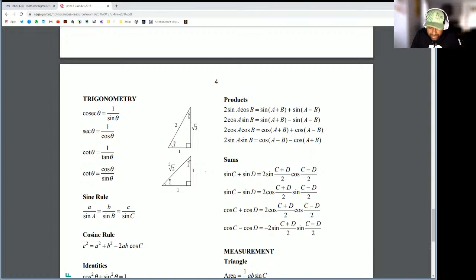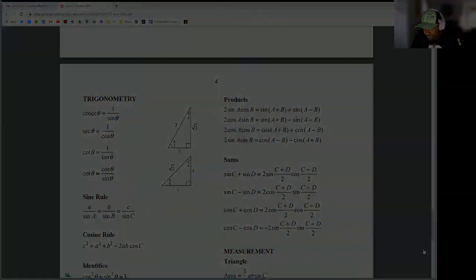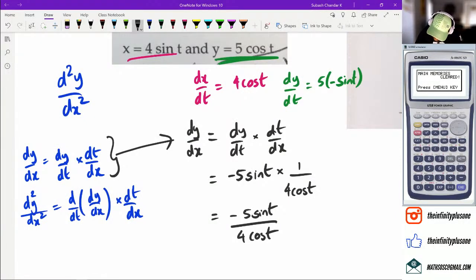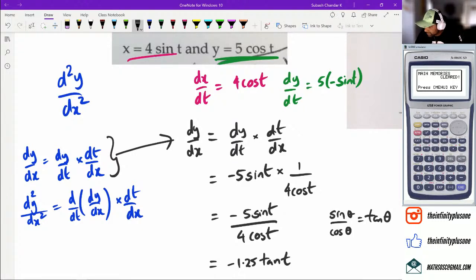That's okay, so they don't actually give you that, but that's all right. That's just something that you need to remember. So what I mean by that is, see how you've got cot theta is cos theta over sine theta? So remember that sine theta over cos theta is actually equal to tan theta. So what we're going to do is rewrite this as minus 1.25 tan of t.